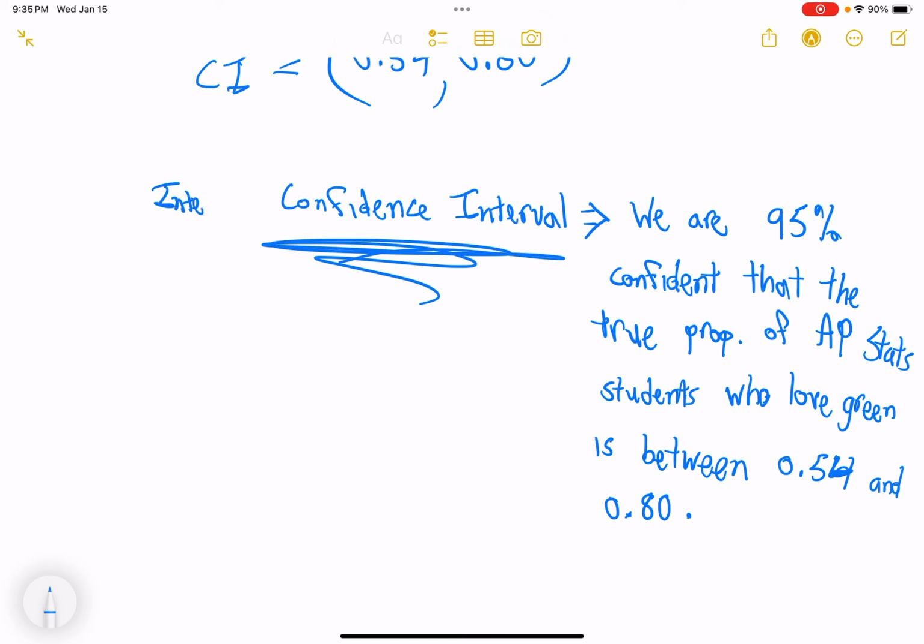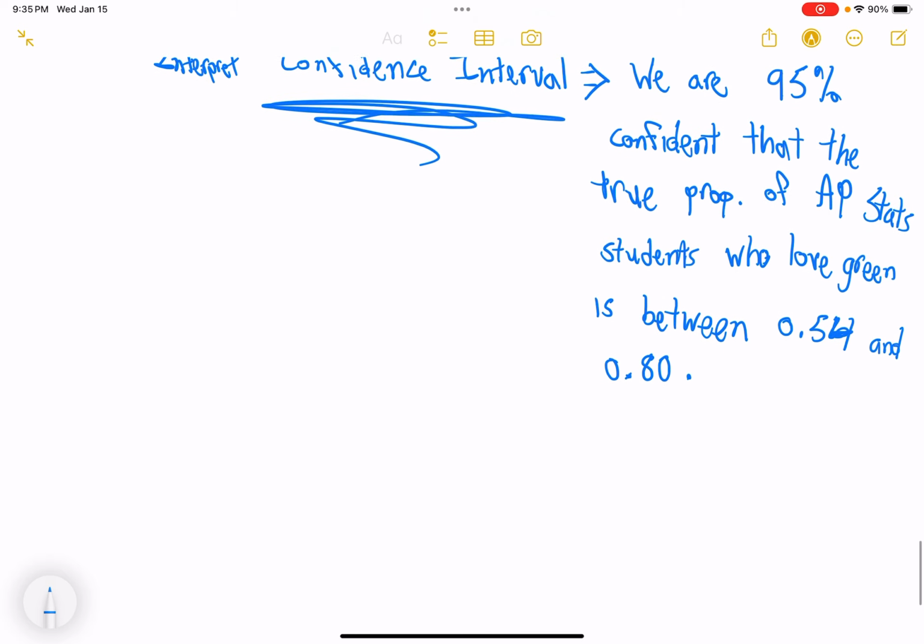Okay. So if they say interpret the confidence interval, you would say we are 95% confident that the true proportion, you'll write out proportion, of AP Stats students who love green is between 0.54 and 0.80. But as it says on slide 14, and I want you to just go to slide 14, I'm going to read it out loud. I'm not going to write it out, but I'm going to read it out loud because it must be read. Okay? If they say, what does 95% confidence level mean? Or they ask you to interpret the confidence level. Here's what it means. And I've already said this a few times, but here's what you will say.